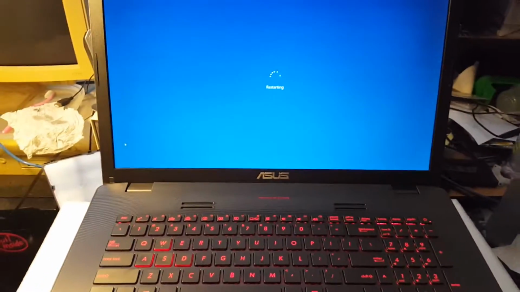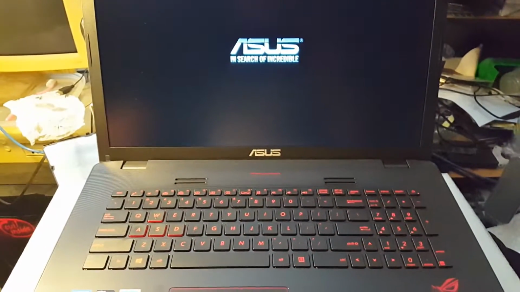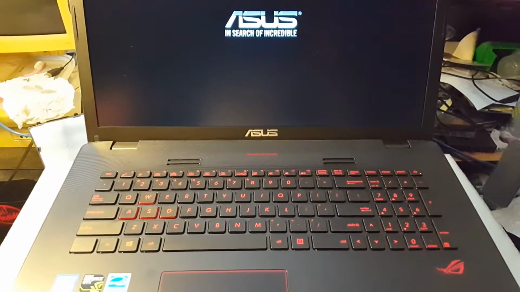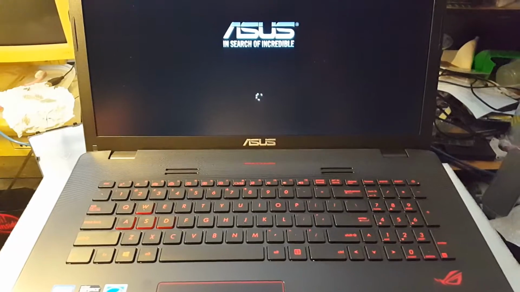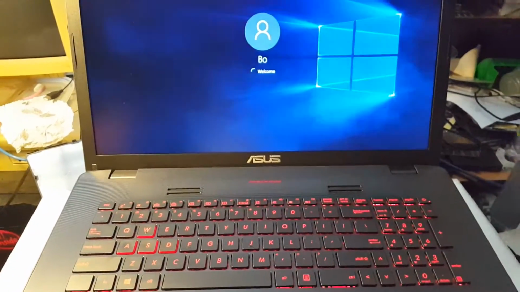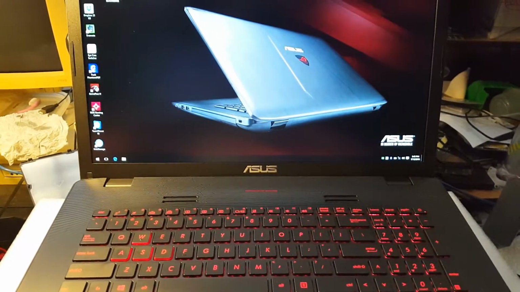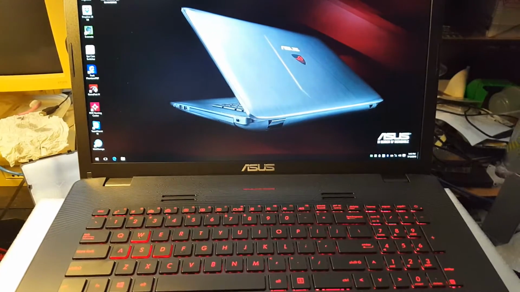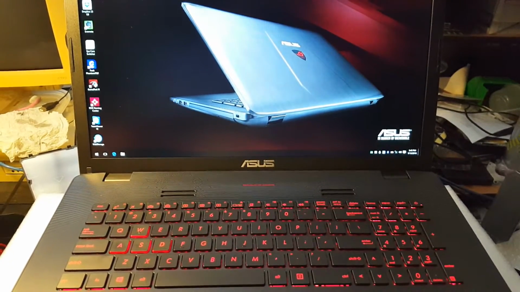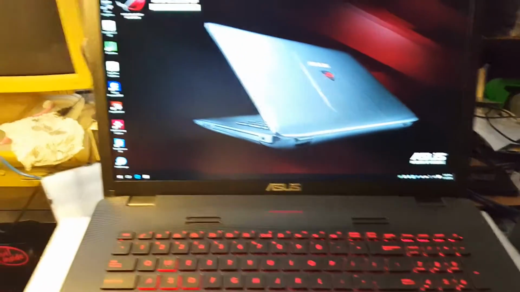Let's see. This is still running on battery. I'm taking the boot on with power, maybe just a little bit faster. Maybe not, who knows. So that's it, guys. That's all you gotta do.